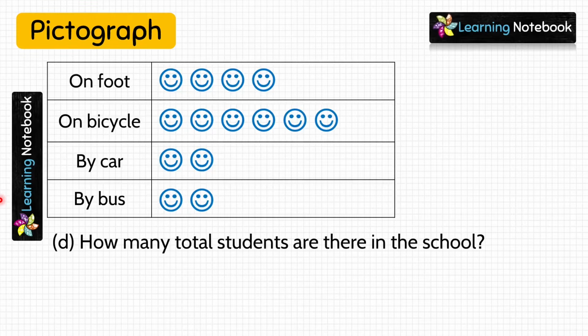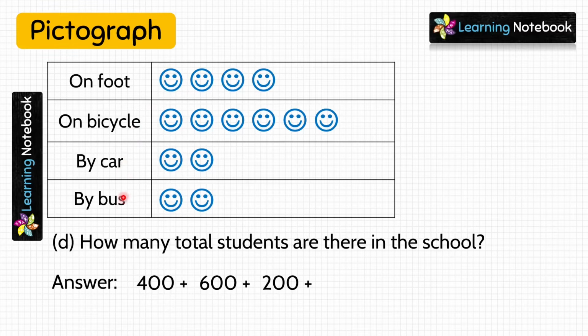Next, D part is, how many total students are there in the school? So to answer this question, we will have to add all the students who are coming to school on foot, on bicycle, by car and by bus. This means we will do 400 plus 600 plus 200 plus 200, which is equals to 1400. So there are 1400 students in the school.